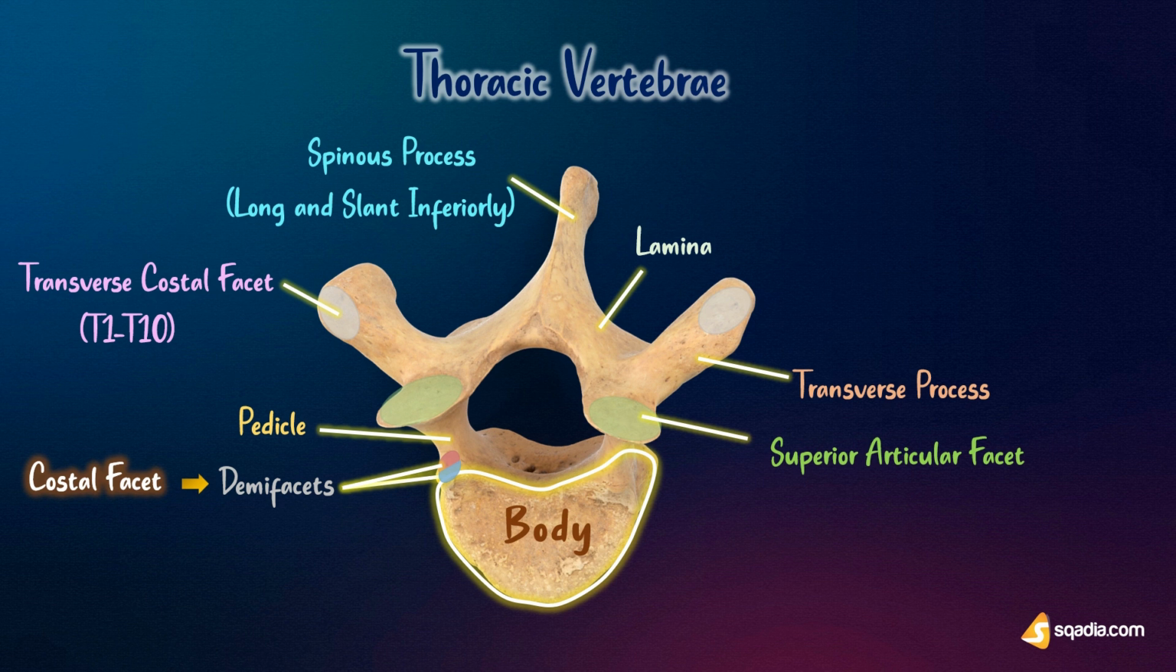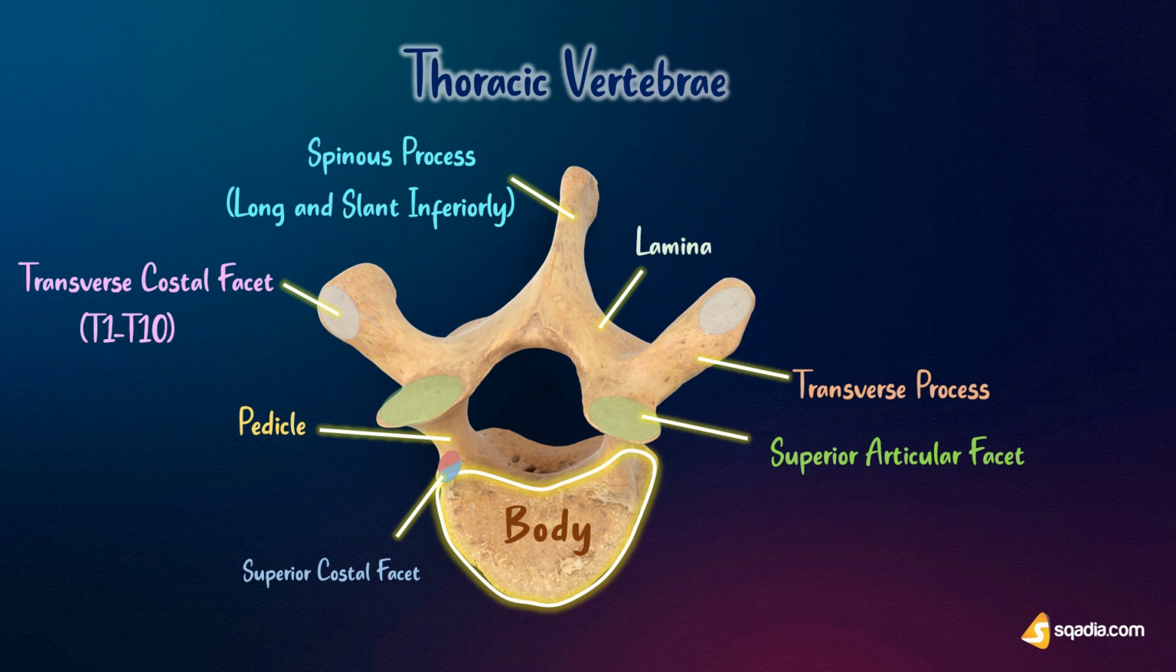These costal facets are small articular surfaces at approximately the posterolateral aspect of the body. They are present at the junction of the body and the pedicle. The 2nd to 8th thoracic vertebrae are the typical vertebrae, and they have two costal facets on each side. One is located superiorly, the superior costal facet, while the other one is located inferiorly, the inferior costal facet. These are the sites where the heads of the ribs articulate with the body.